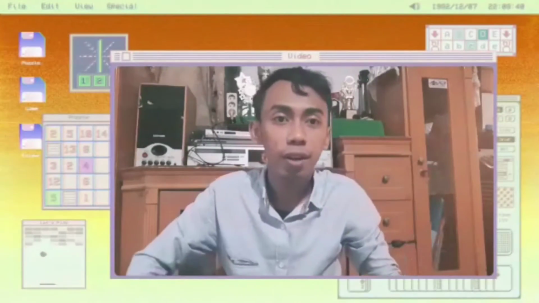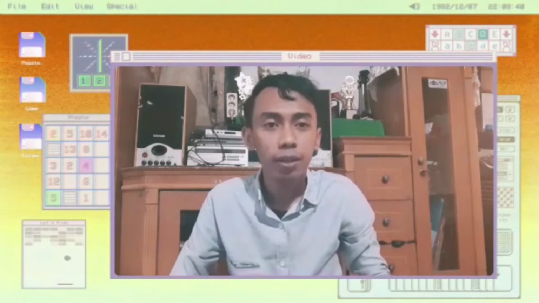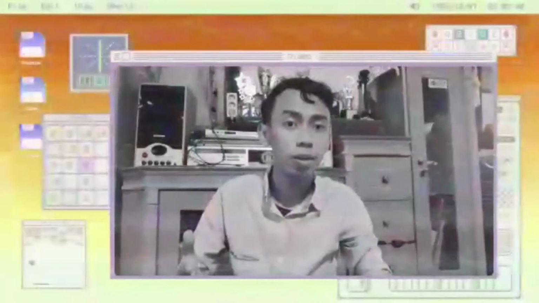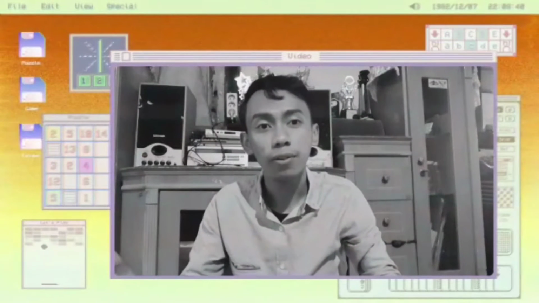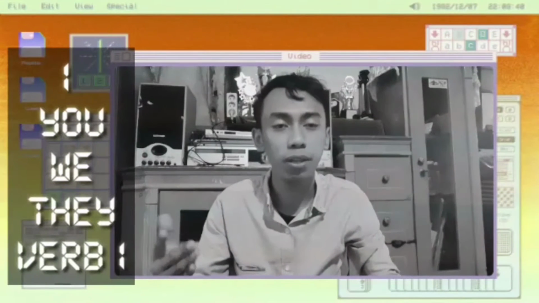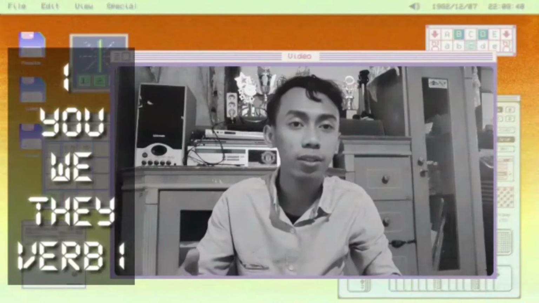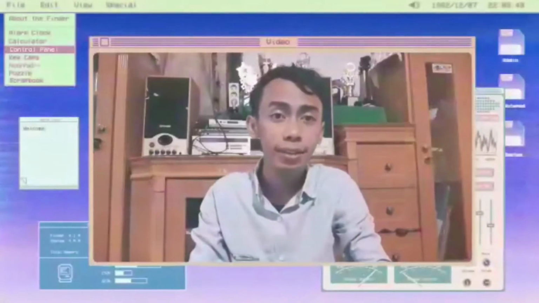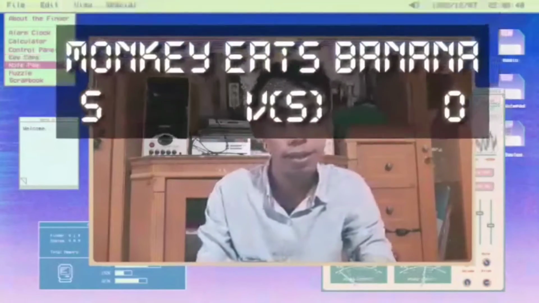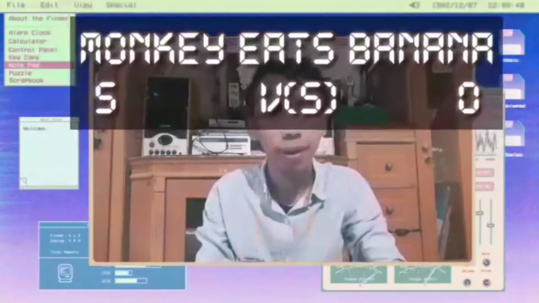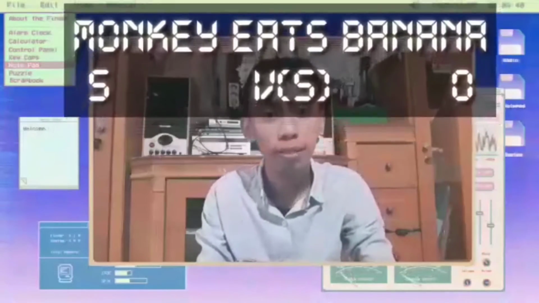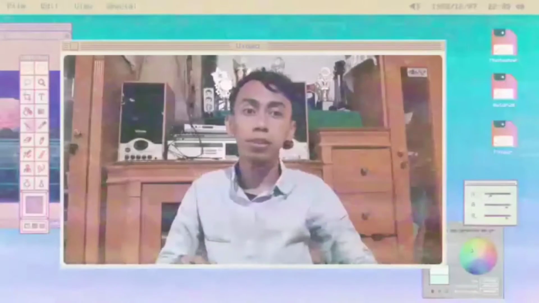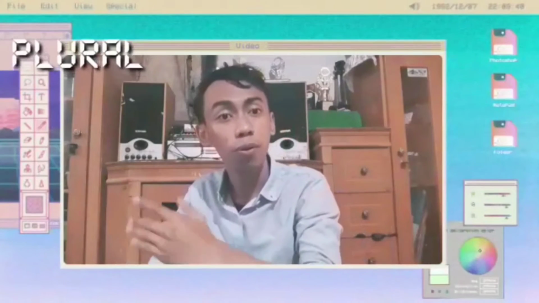Okay, we are going to talk about the second rule, which is about pronouns. Pronouns have a big chance to be the subject in a clause or sentence, and you have to remember this. If the pronoun is I, you, we, they, the verb must be verb 1. If the pronoun is she, he, it, the verb must have s. Monkey is the subject, eats is the verb with s, it is the predicate, and banana is the object. Why are we using verb s? Because a monkey is represented by it in pronoun, and that's singular. Now we are going to change that into plural.